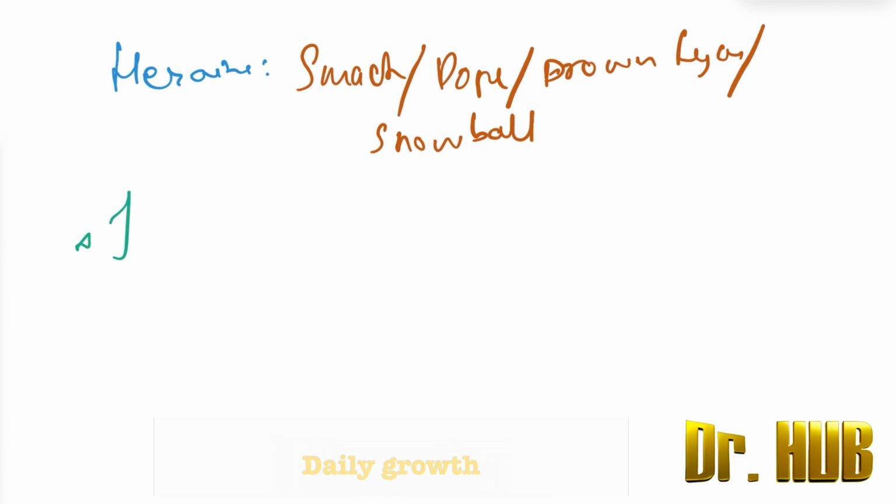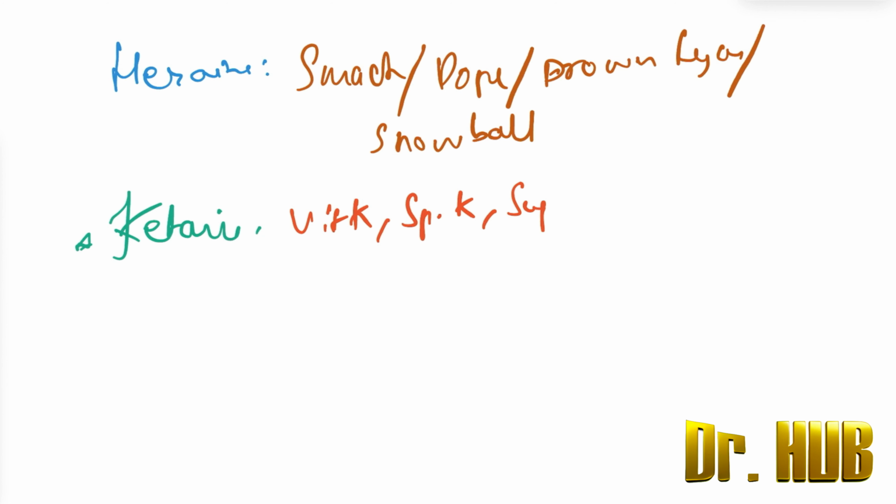Next, we have ketamine. Ketamine is a very important drug. Many questions come from ketamine. It is especially known everywhere as K. It can be vitamin K, special K, or super K. Then we look at LSD. LSD is commonly known as acid.